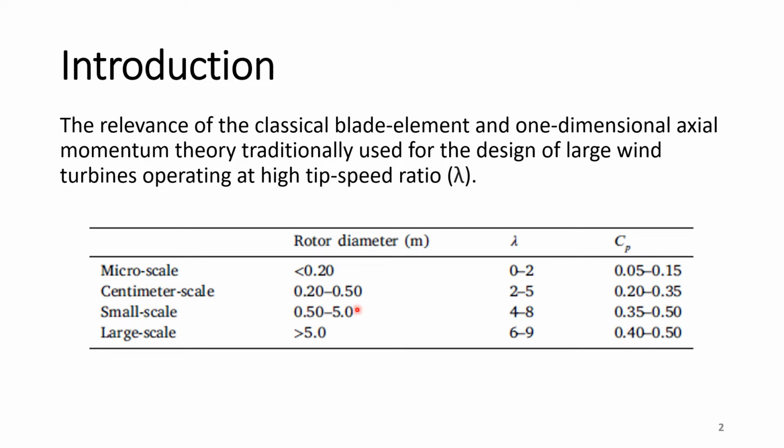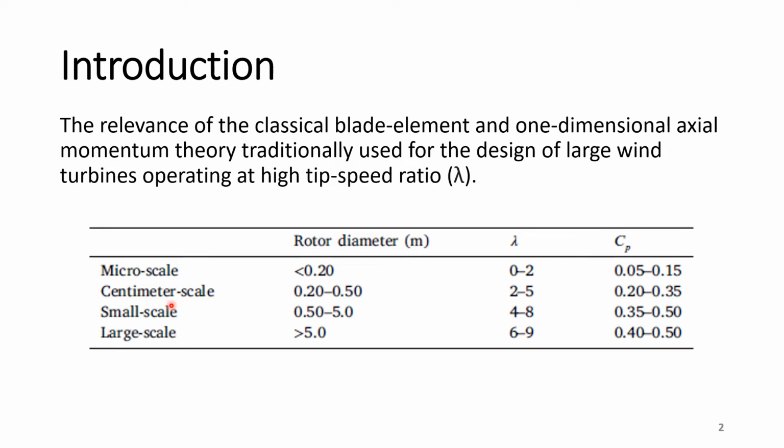From this table we can see that the large-scale wind turbine, with the rotor diameter larger than 5 meters, operates at lambda within the range of 6 to 9. So the classical blade element and one-dimensional axial momentum theory is applicable on the large-scale wind turbine, whereas for the centimeter scale wind turbine, the blade element momentum theory is controversial.